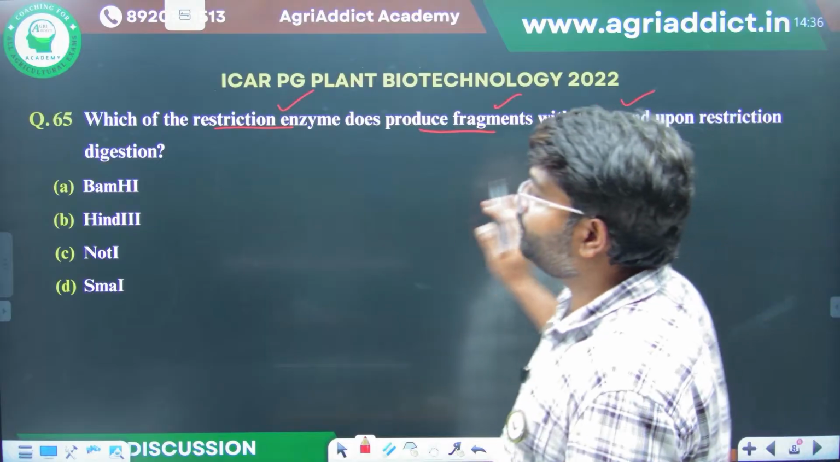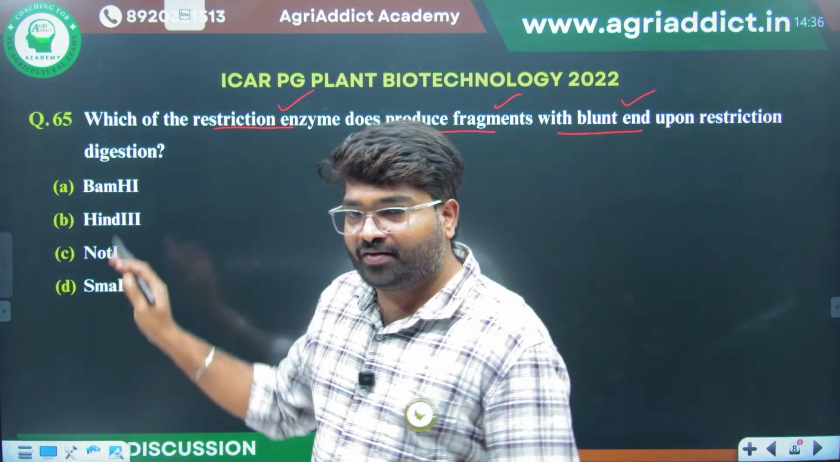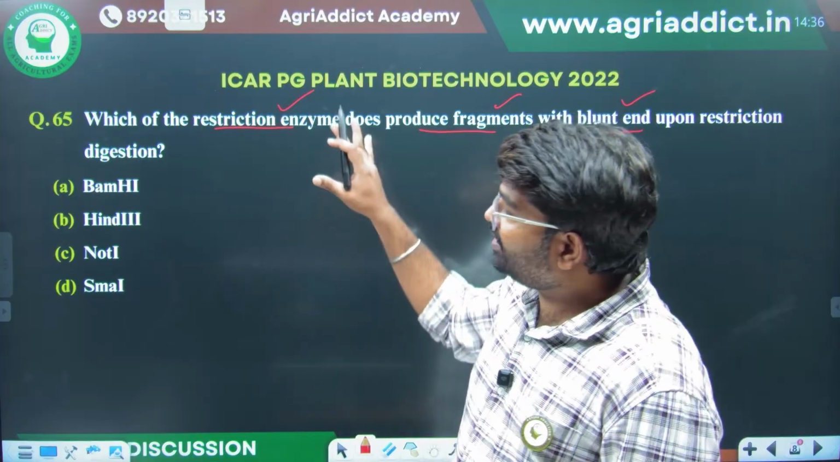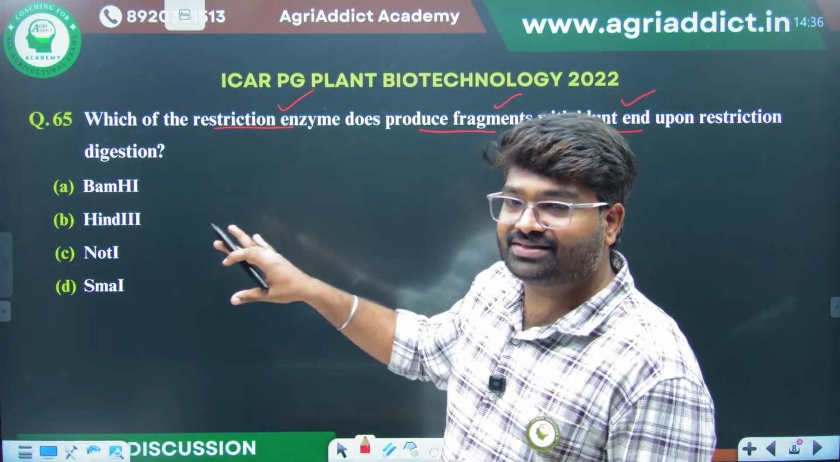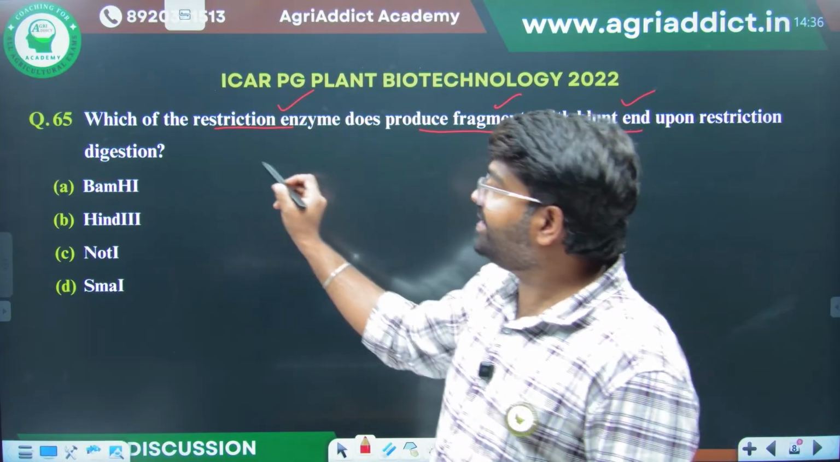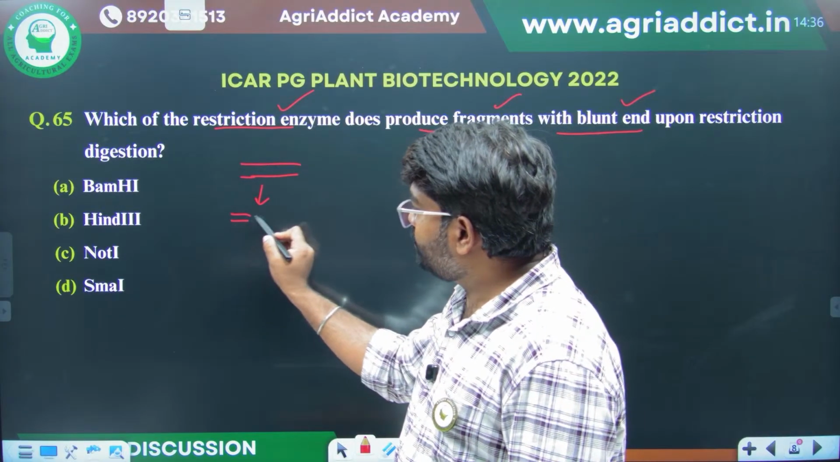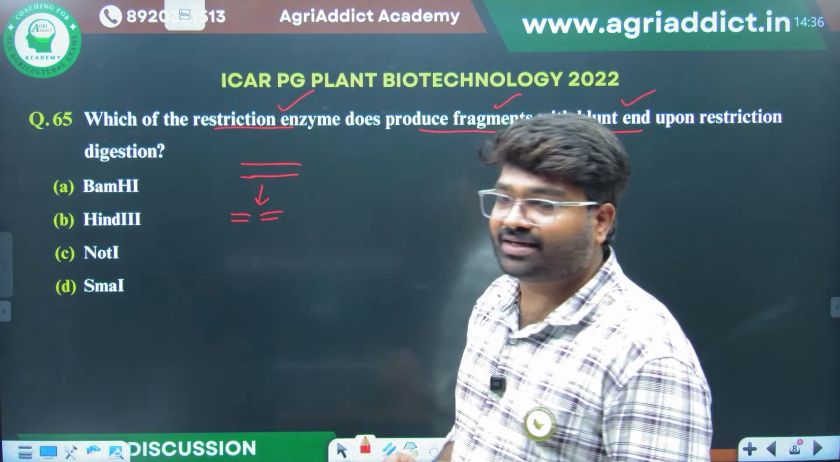Which of the following restriction enzymes does produce fragments with blunt end? Okay, blunt end upon restriction digestion. They have given different restriction enzymes. We have to find what are the enzymes after recognizing that is cleaving the double stranded DNA into blunt ends. So, blunt ends will be produced. What are the restriction enzymes given here?